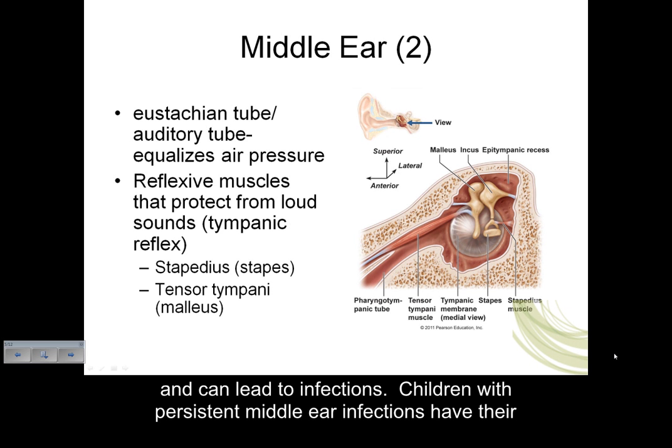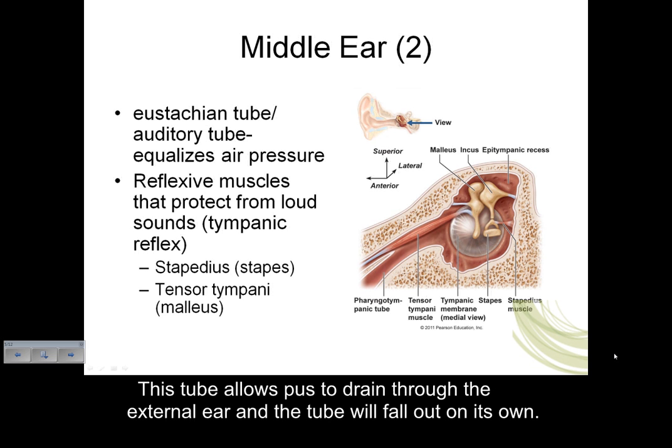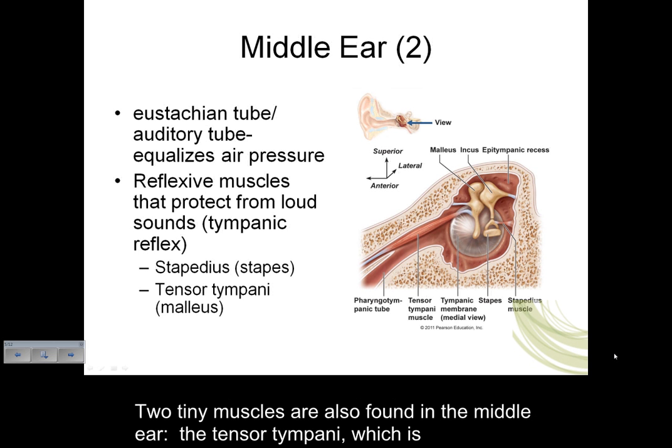Children with persistent middle ear infections have their tympanic membranes lanced and ear tubes inserted during a procedure called a myringotomy. This tube allows pus to drain through the external ear, and the tube will fall out on its own.